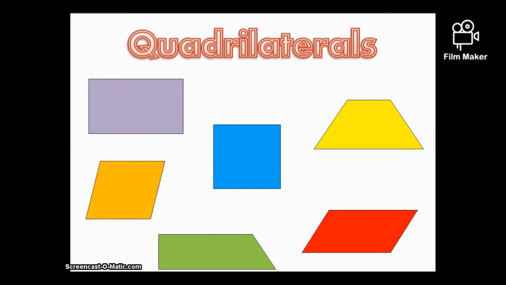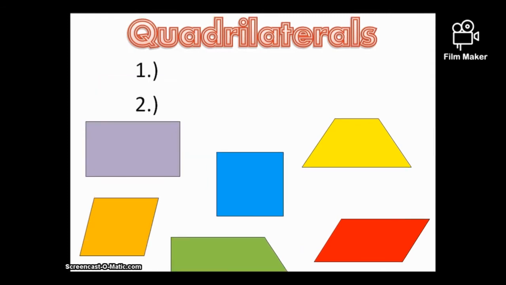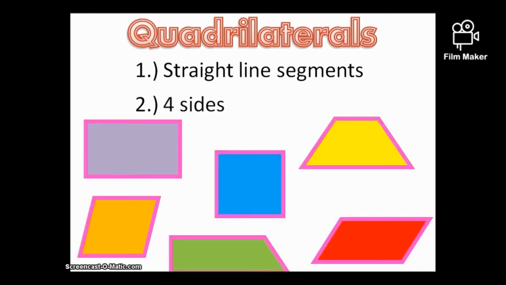So quadrilaterals really only have two major things. One, they're made of straight line segments. So really, they're just polygons. But they're polygons that have four sides. This is the key part for quadrilaterals.